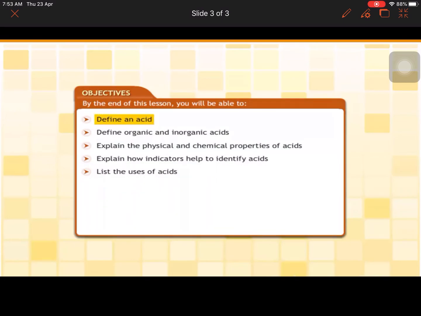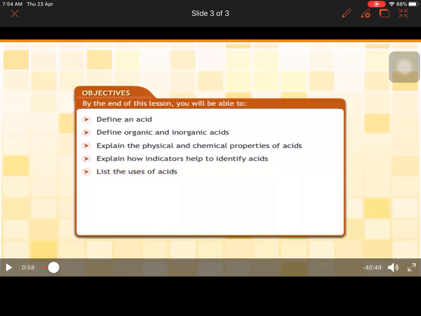By the end of this lesson, you will be able to define an acid, define organic and inorganic acids, explain the physical and chemical properties of acids, explain how indicators help to identify acids, and list the uses of acids.